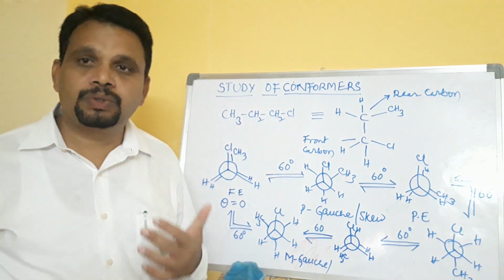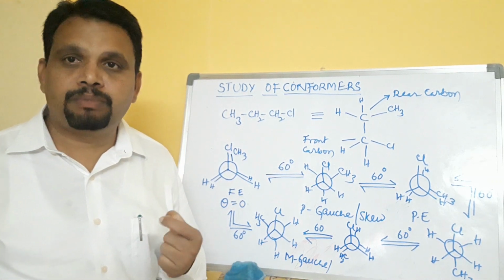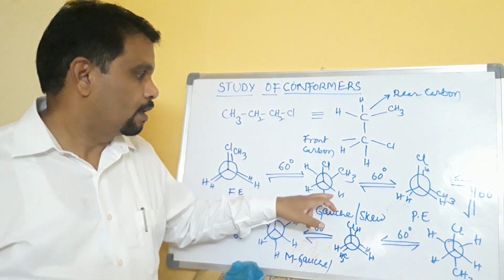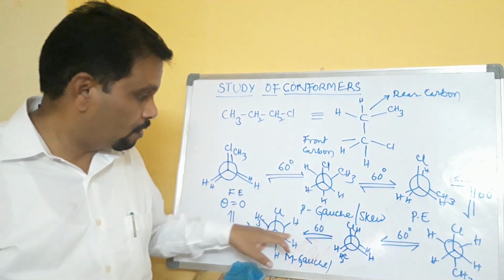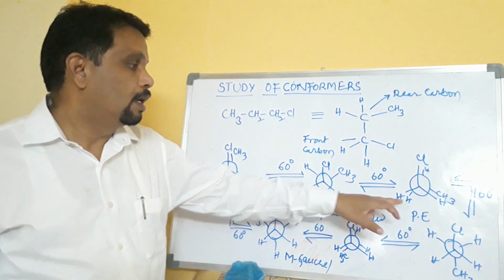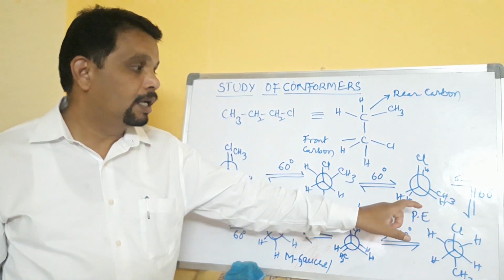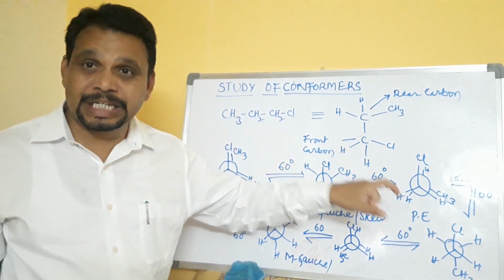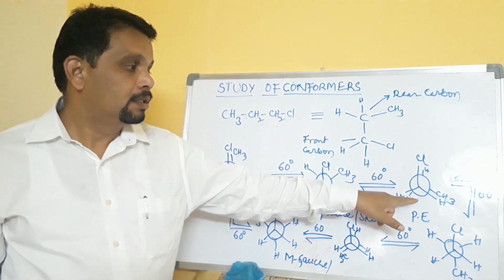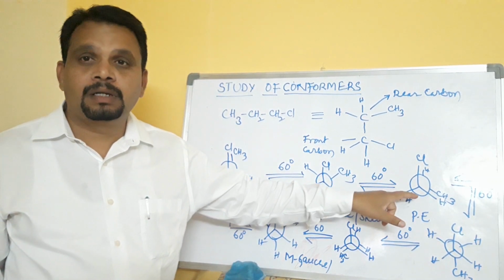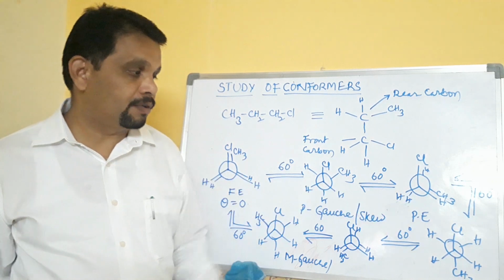Here I want to explain one important thing after I analyze all of these things. So in the partially eclipsed conformer, you have eclipsed strain and steric strain. So they contribute instability to the conformer.